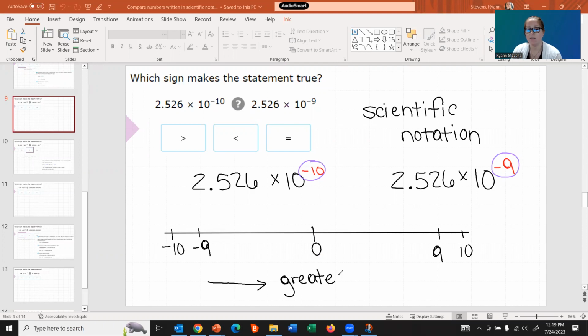So in this case, even though we're looking at a negative 10 and a negative 9, if you look at the absolute values of those, 10 is greater than 9, but we're not looking at the absolute values. We're looking at those as negative integers. So negative 10 is going to be less than a negative 9. So that means we want the inequality sign to point to 2.526 times 10 to the negative 9th power, because that is the greater number.